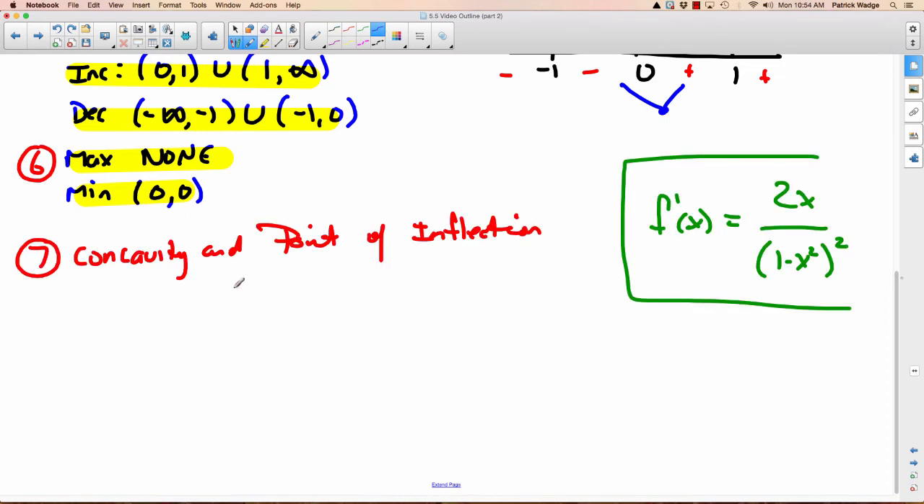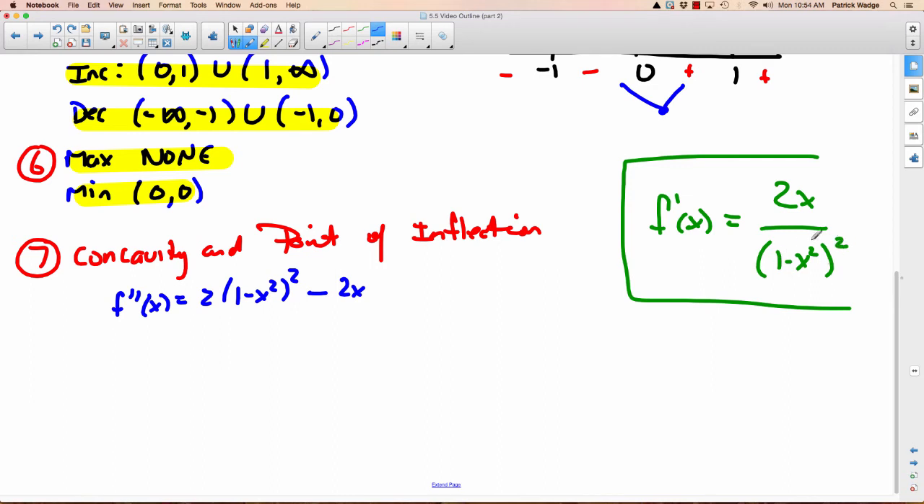Okay, time for concavity and point of inflection. You need to take the second derivative. So this was our first derivative. You need to take the second derivative, and you've got to use the quotient rule again. Quotient rule says to take the derivative of the numerator, which is 2, and multiply by the denominator, 1 minus x squared, squared, minus the top numerator, 2x, times the derivative of the denominator.